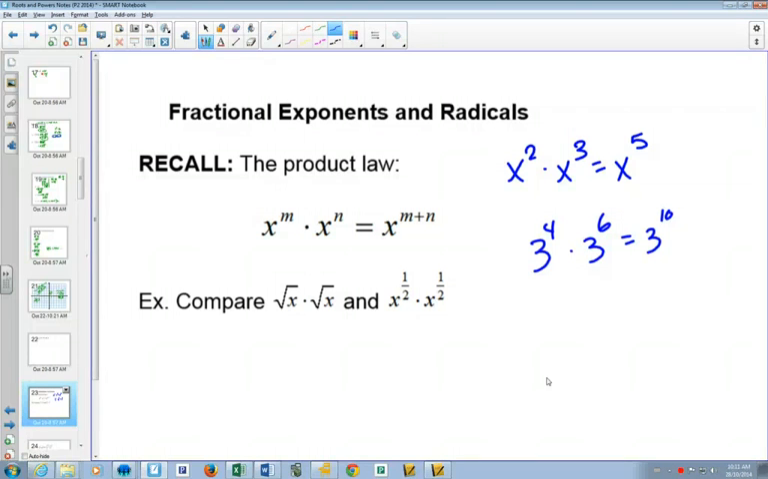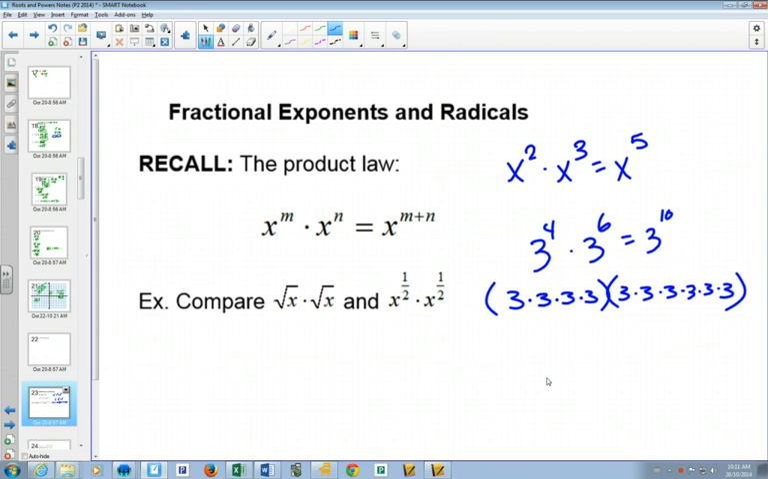Why does that work? Because when you're timesing it, you're pretty much timesing 3, 4 times. And in the end, you'll have 10 threes, right? Now, that is easy to understand with whole numbers. But the interesting thing about the exponent rules is it extends even to fractions.